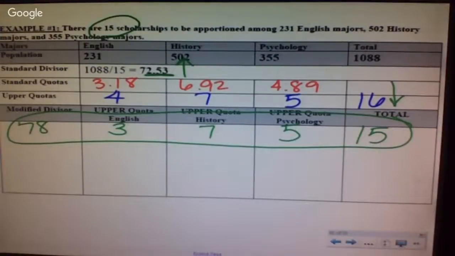We're just guessing to modify it. I mean, you're guessing what number can I divide by to make this work, to get it to your number of seats.